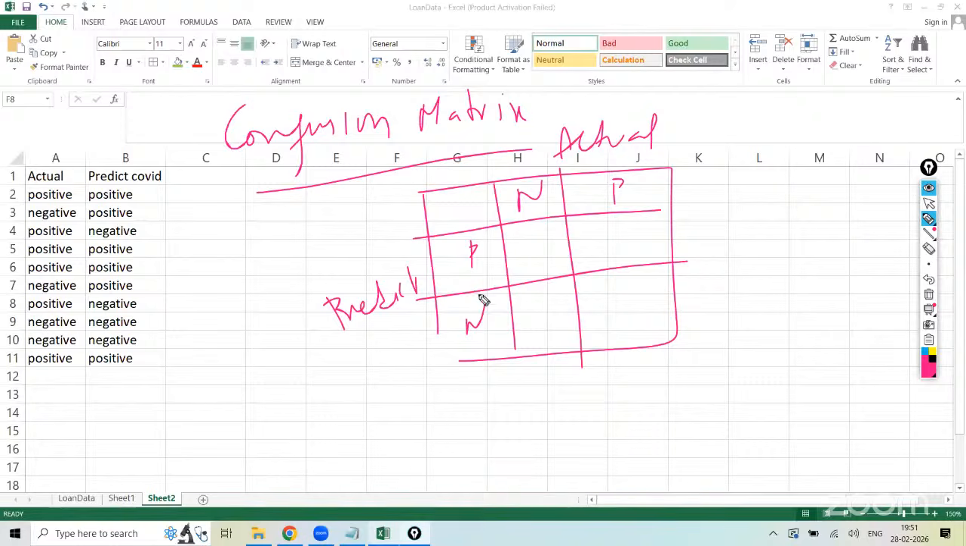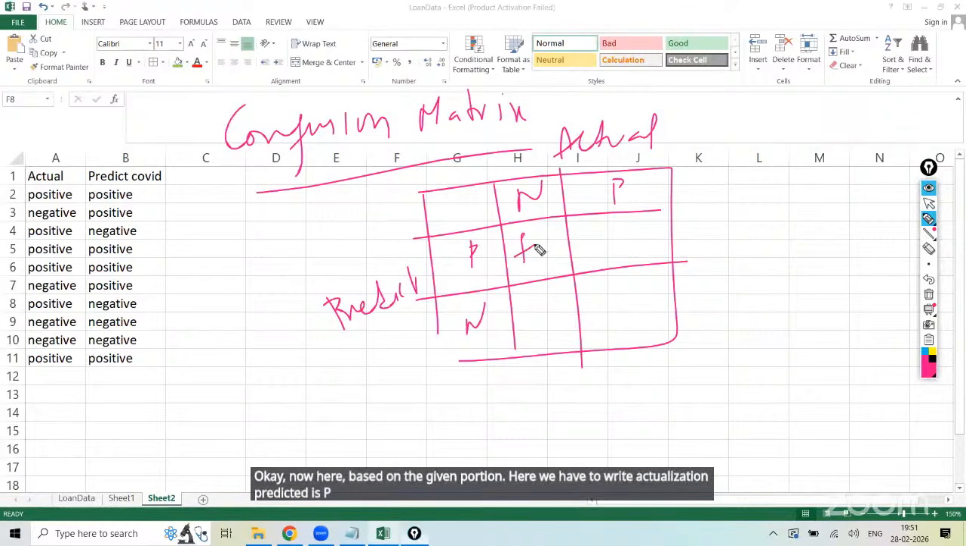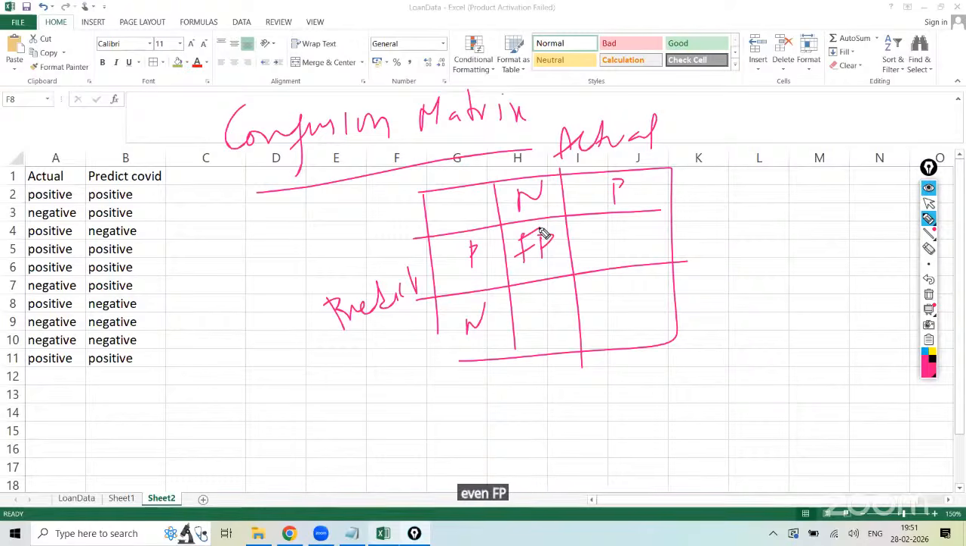Okay. Now here, based on the given question, we have to write: actual is N, predicted is P, both are opposite. It is called FP. It is not true that only TP or only TN will be there every time. Even FP can come in the first box.